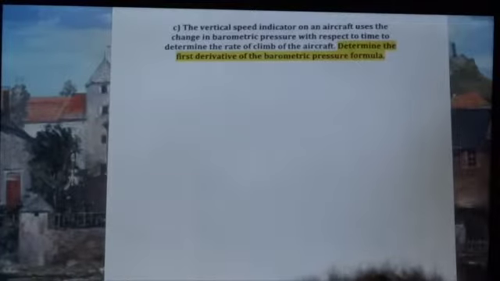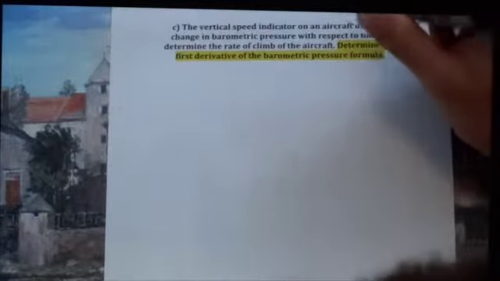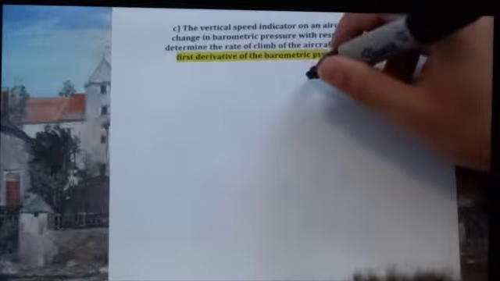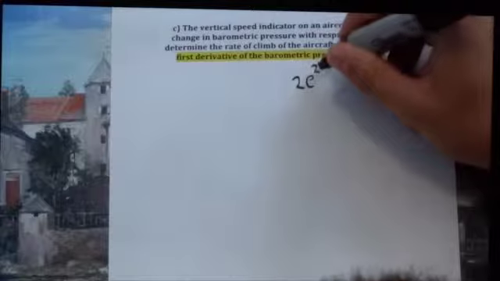So this big blurb at the top, not highlighted, is not really important. We just need to focus on the highlighted area to determine the first derivative of the barometric pressure formula. So before we start the question, I just wanted to show you guys a rule. When we're trying to find the derivative of e to the x, or in this instance I'll use the example 2e to the power of 2x.